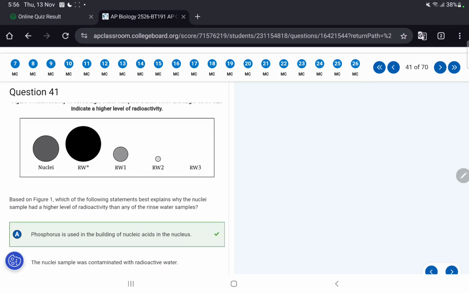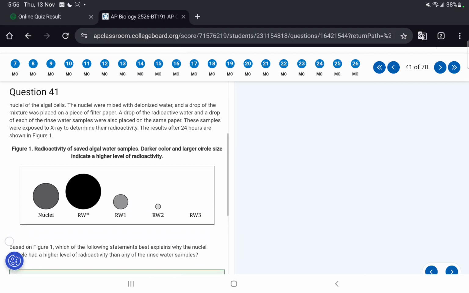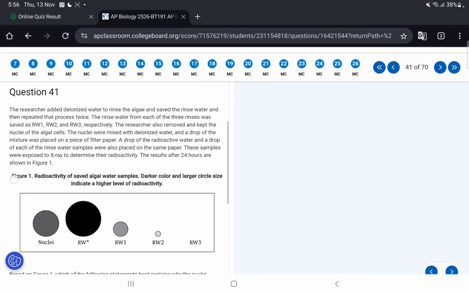Okay, so based on the figure, which of the following statements best explains why the nuclei sample had a higher level of radioactivity than any of the rinse water samples? Let's go up here and see.